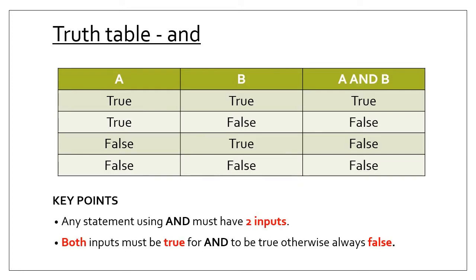Well, truth table for and. Any statement using an and must have two inputs, because you can't have, it's input 1 and input 2. Both inputs must be true for an and statement to be true, otherwise it's false. So A being true and B being true means A and B are true, but the rest of them are all false because each has one or more false statements in it.